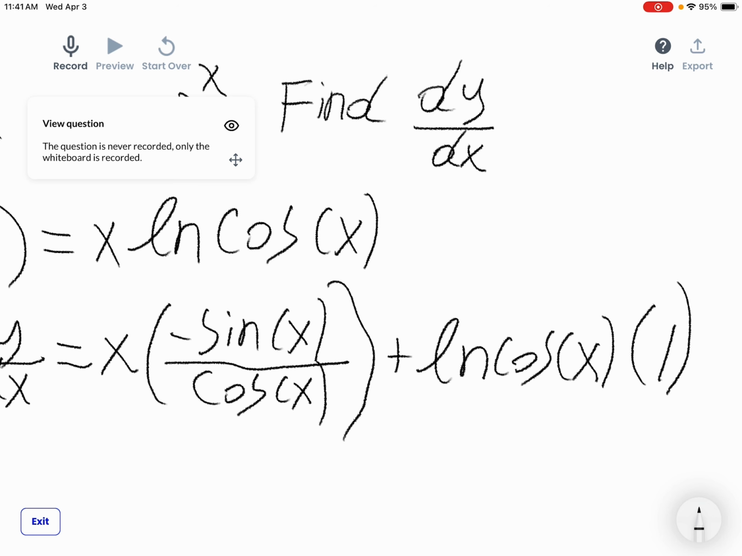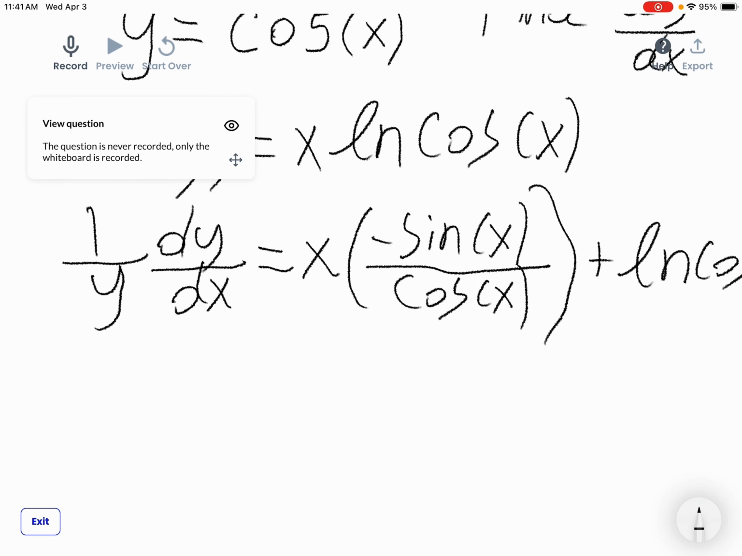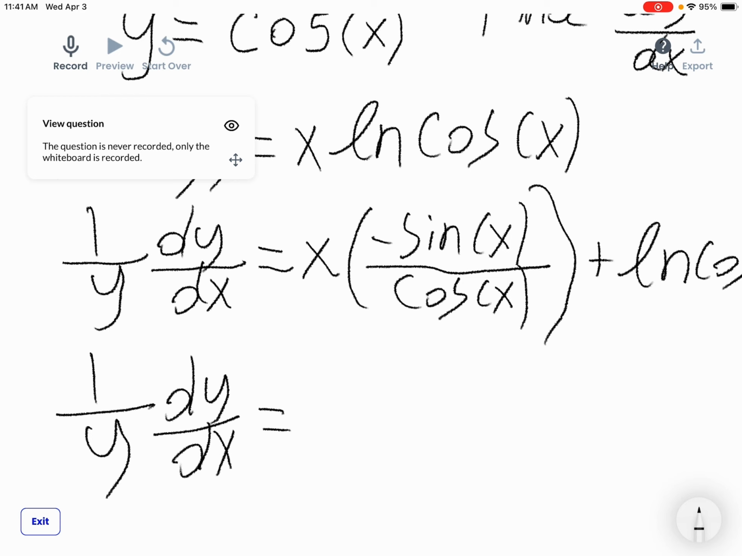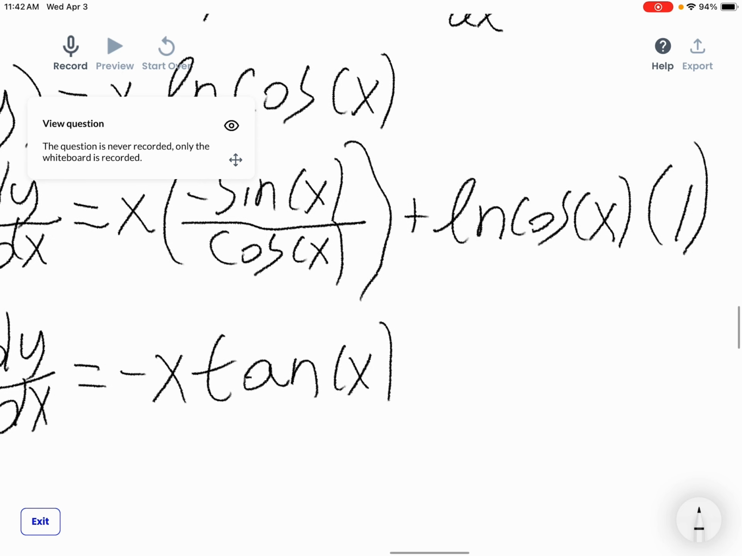Then we can clean this up a little bit. On the left, we still have 1 over y dy dx, which is going to be equal to x times negative sine of x over cosine of x. Now recall that sine of x over cosine of x is just tangent of x. Since we have negative sine over cosine, that's a negative tangent of x. We have x times negative tangent of x, which we can write as negative x times tangent of x. And then plus the natural log of cosine of x times 1, so we write the 1.